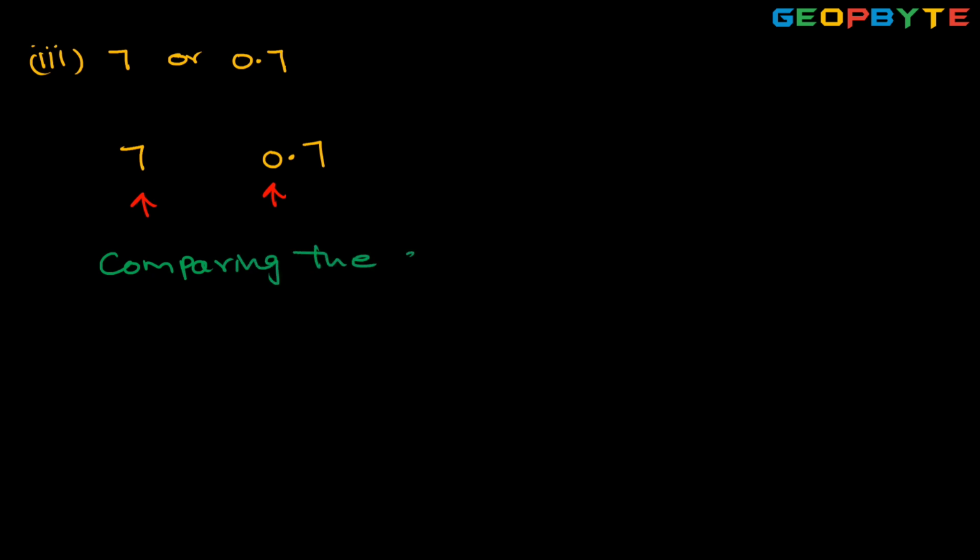Comparing the ones place, we get 7 greater than 0. So therefore, 7 is greater than 0.7.